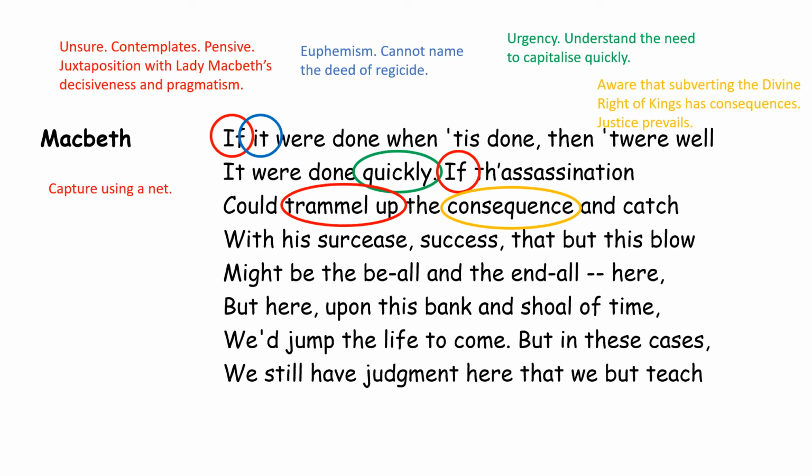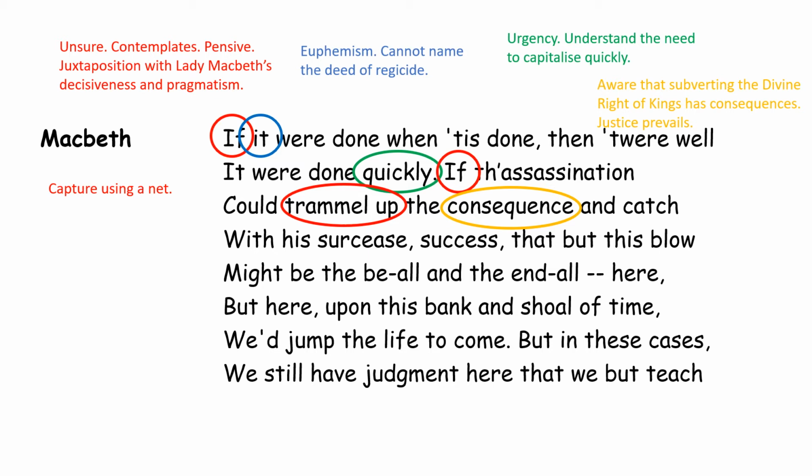So "could trammel up the consequence" shows that he's worried that the action itself is not the end. In a nice clear net, we've got that nautical imagery being used of trammeling up a net. He's wishing that he could capture the net and the murder all in one, so that it will all be done and come to an end, and then he can enjoy the success afterwards. But he realizes that committing murder has consequence.